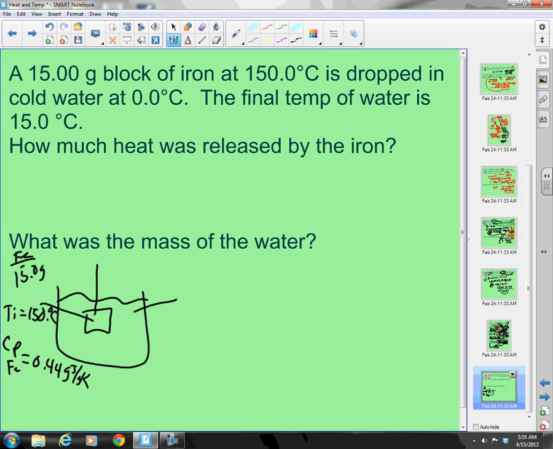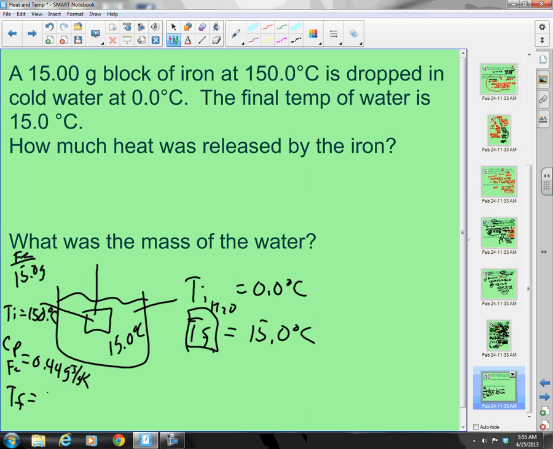It says my iron is dropped into cold water. So my initial temp of my water is equal to 0.0 Celsius. The final temp of the water, TF, is equal to 15 degrees Celsius. But if that's my TF of water, what does that mean? It means all of this is 15 degrees Celsius, meaning that my TF of my iron is also 15 degrees Celsius. Okay, good. How much heat was released by the iron? All right, here we go. Q equals M C sub P delta T.